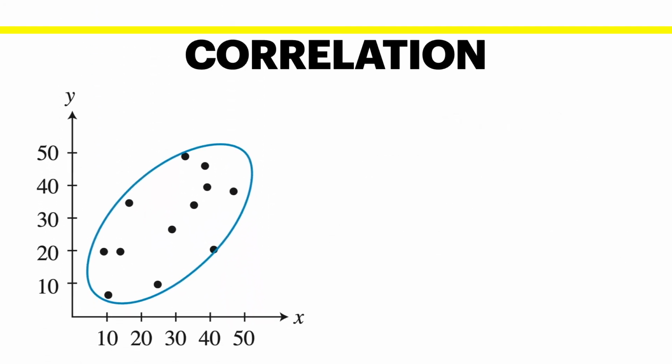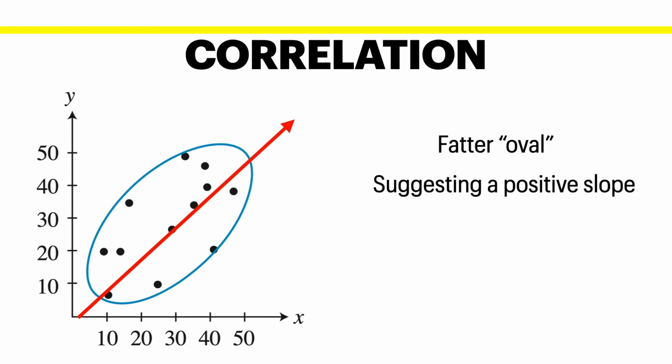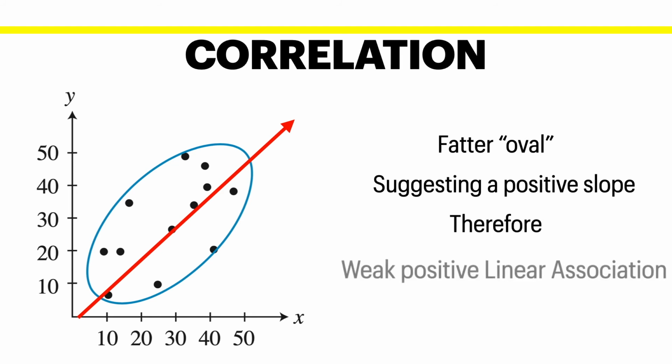Now, if you have something like this, the oval is a little bit rounder, a little bit fatter, and it's still suggesting a positive slope. We can still consider this a linear association that's positive, but it's weaker. So we have a weak positive linear association. That's what happens when the points are a little bit farther away from the line of best fit.